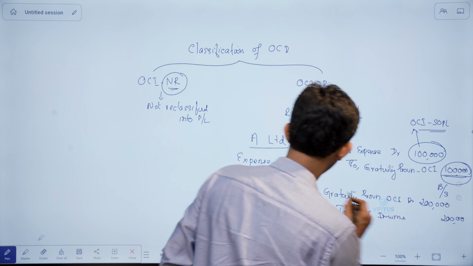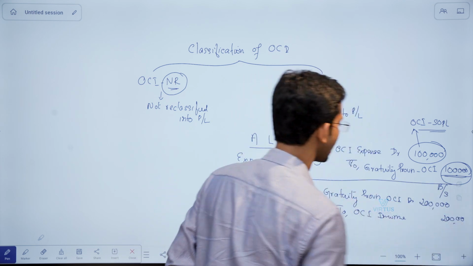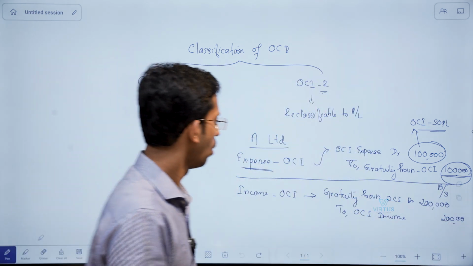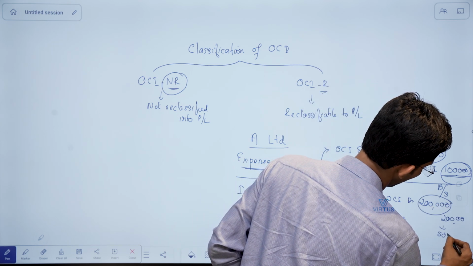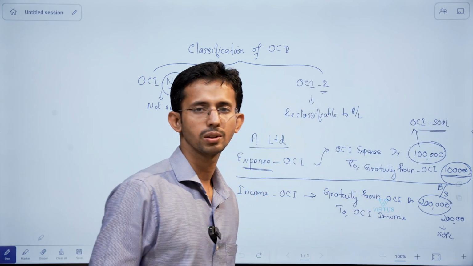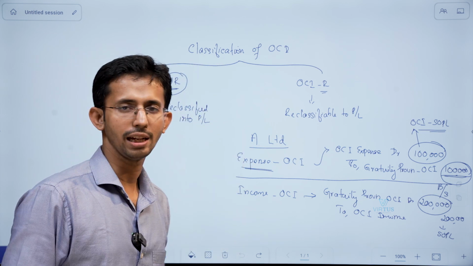So these are two things which I have recognized in the first year. Obviously, this will go to the balance sheet and this will go to the statement of profit or loss account as OCI. So this is origination of OCI.